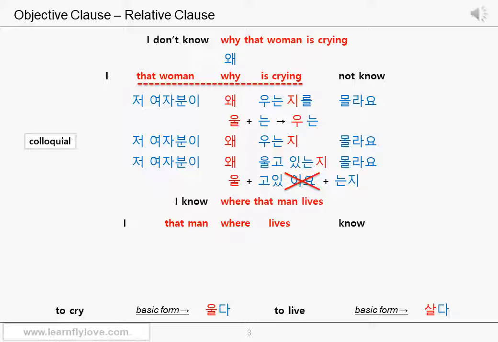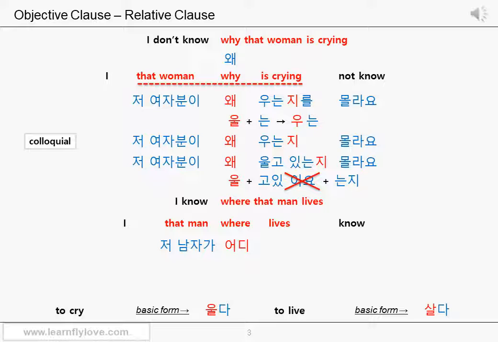Let's say you are looking at the man, but he's not within touching distance. So you can use 저 sound for the determiner that. Man is 남자. 저 남자. Let's add a subject particle 가. 저 남자가. Where? What is the translation of the interrogative where?